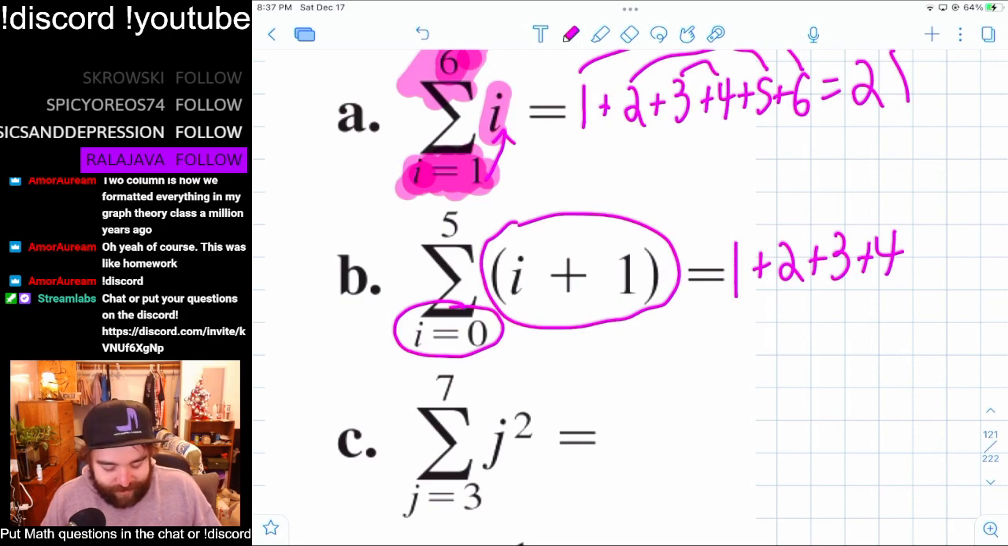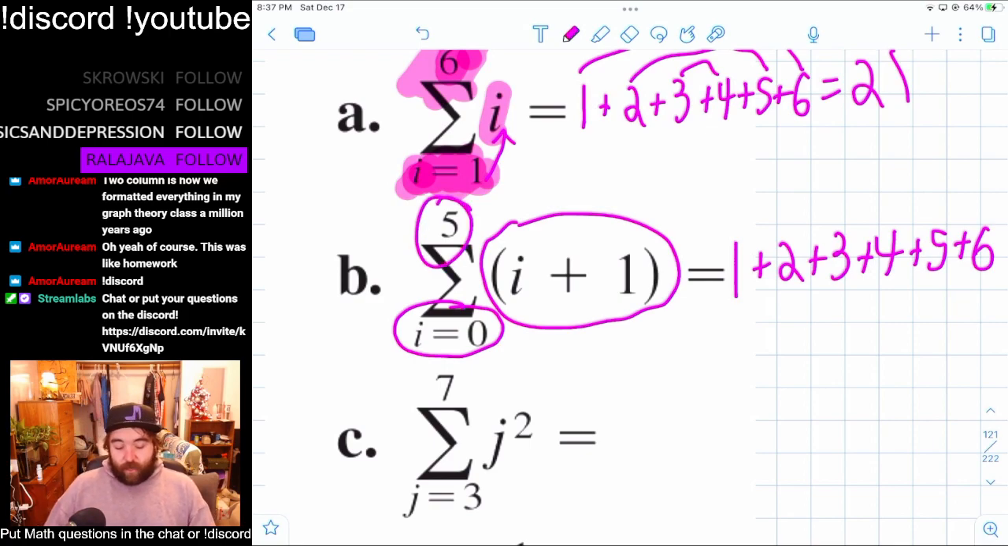Wait, was I saying that wrong? When i equals 0, it's 1. When i equals 1, it's 2. When it's 2, it's 3. When it's 3, it's 4. When it's 4, it's 5. And when it's 5, it's 6. And you see 5 is the biggest value i should be. So this is representing 1 plus 2 plus 3 plus 4 plus 5 plus 6, which is again 21.